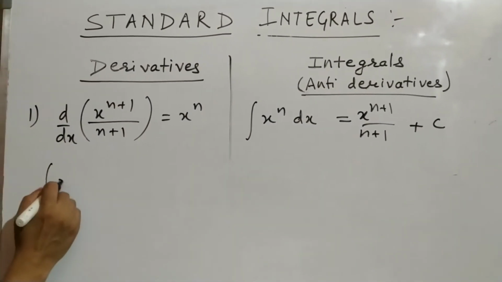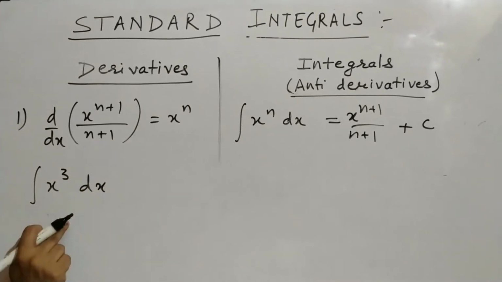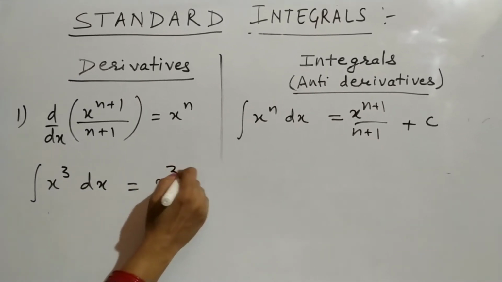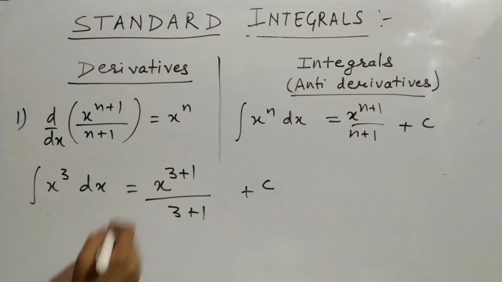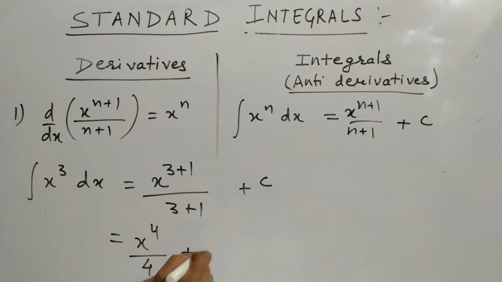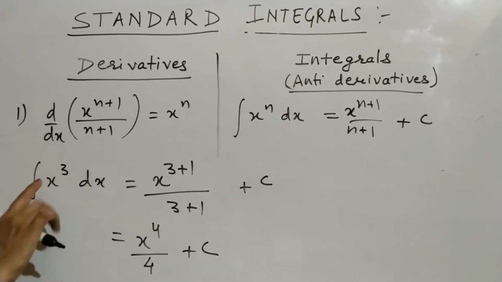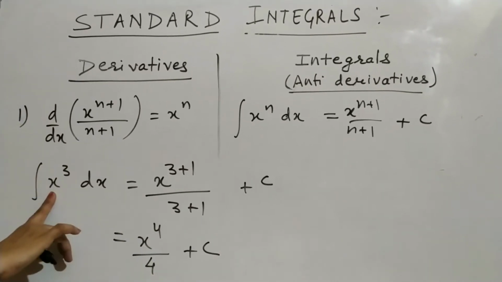Means if we have to find the integration of x to the power 3, then it is equal to x to the power 3 plus 1 over 3 plus 1 plus c. Means it is equal to x to the power 4 by 4 plus c. This one is the antiderivative of x cube, or you can say this is the integral of x cube.